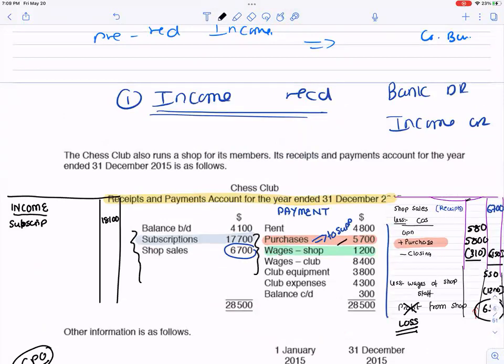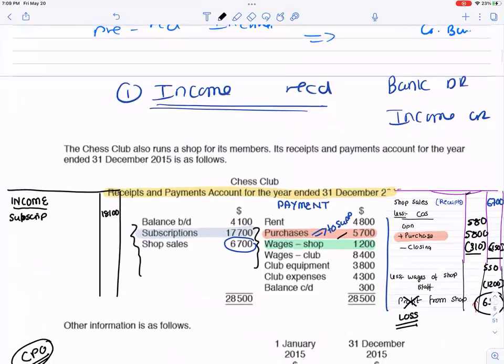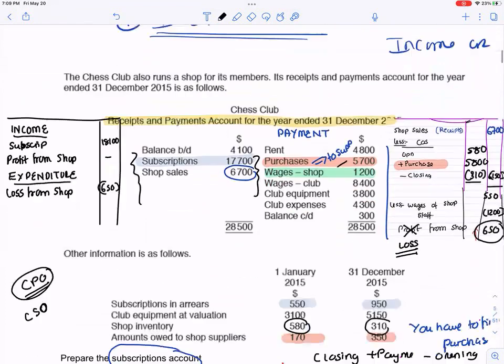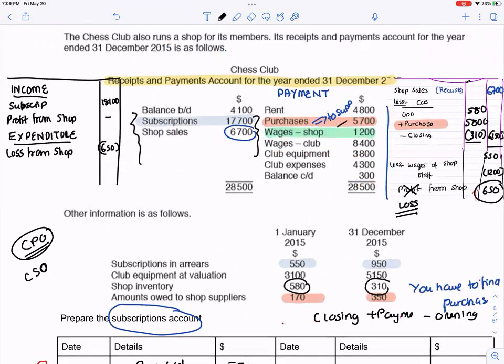Other income would be given over here, but is there any other thing that is given? No. Second income is normally profit from shop, but do we have profit from the shop? No, loss from shop. So loss from shop you will show as expenditure. How much is your loss from shop? 650.